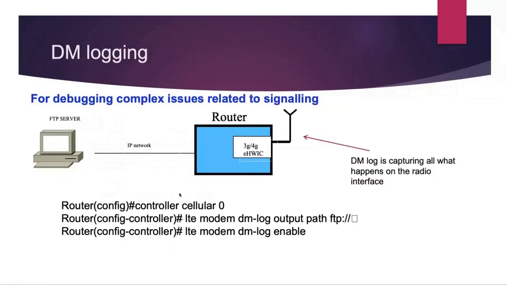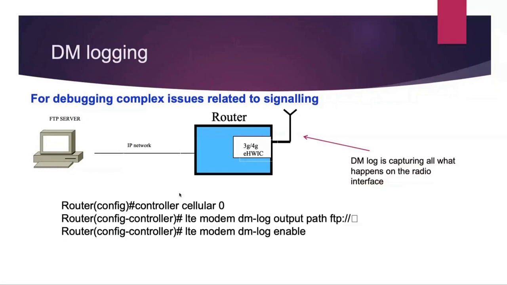Now we come to the DM log. For most of the issues where you have checked everything, the signal strength, the configuration, and the ISP is also saying, okay, we have everything provisioned from my end, and it's still not working fine, in such scenarios we collect something called DM logging. The DM log tells us about all the communication that happens between the modem and your base station.